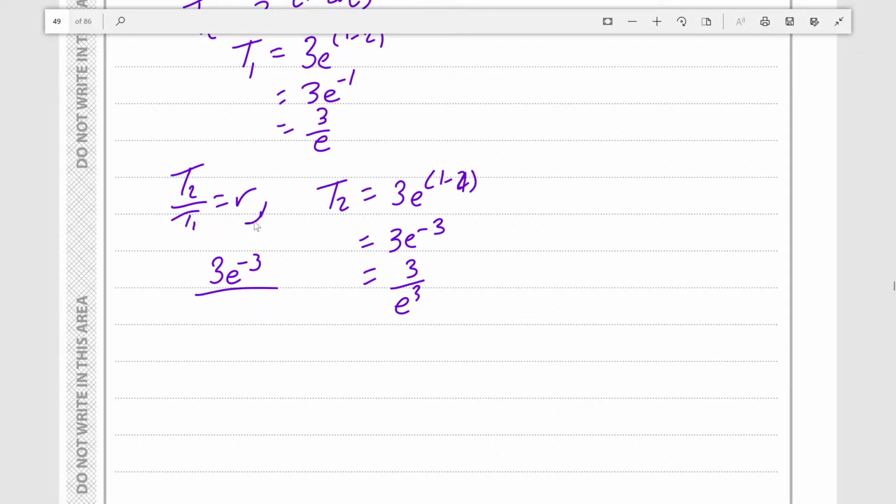And this is a comma, by the way, not an r1. This is just a comma. 3 times e to the power of minus 3 over 3 times e to the power of minus 1. So first we cancel out the 3's. And then if this is minus 1, we can also cancel out a minus 1 from here. So this is e to the minus 2 power, because e to the minus 3 is really e to the minus 2 times e to the minus 1, and we are just cancelling out the minus 1 from both sides. Alright, so we are left with the common ratio r is e to the negative 2.